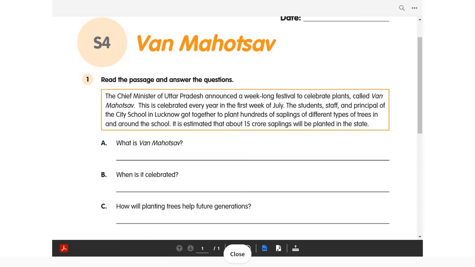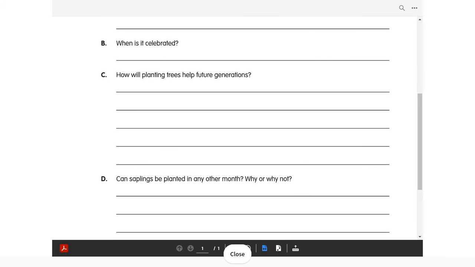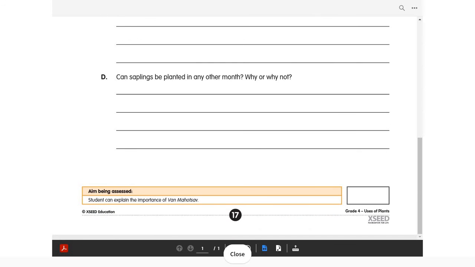Question number 1a. What is Van Mahotsav? 1b. When is it celebrated? 1c. How will planting trees help future generations? 1d. Can saplings be planted in any other month? Give a reason for your answer.